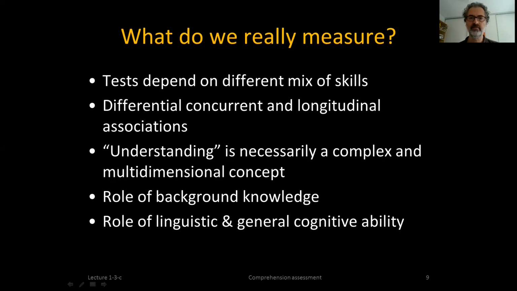In addition, as we've seen, language skills and general cognitive skills are strongly associated with understanding, obviously, because language and general cognition are involved in understanding and are parts of understanding. So the extent to which language and general cognitive ability are required in order to perform a task must also be taken into account when interpreting reading comprehension scores.